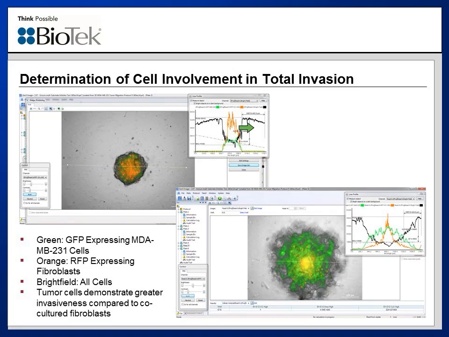However, after 5 days of incubation, when we perform the same type of analysis, it's clear that the breast cancer cells, which you can see with the green line, have migrated to a much greater extent than the fibroblasts. So again, it allows you to get a clear determination of how each co-cultured cell type is migrating in response to the chemoattractant or chemoattractant and inhibitor that's been added.